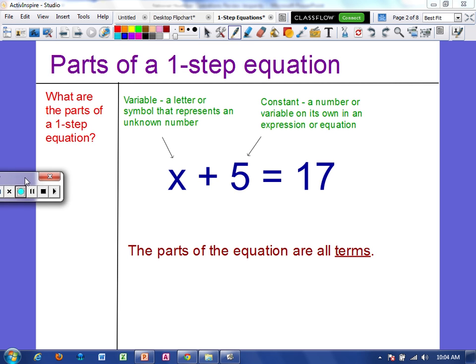Alright, let's talk about the parts of a one-step equation. So the first thing you really want to remember is that the letter is your variable, and that's just representing an unknown number, and this is the big thing that we're solving for. We want to find out what this letter actually means. Now a constant is just a number on its own, so this 5 right here would be the constant. And then all the parts of an equation are called terms. So a variable is a type of term, and a constant is a type of term.